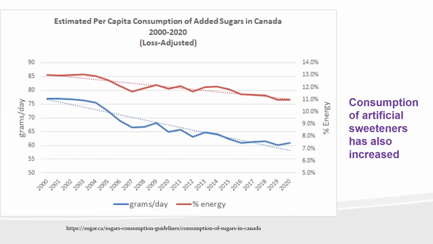The good news is that Canadians are eating less sugar than 20 years ago, apparently. So that's great. I'm not sure why and whether this is awareness or whatever, but that's certainly good news. We like these kinds of trends.